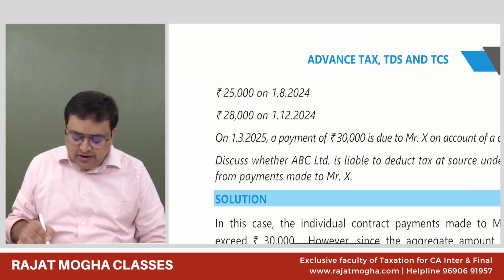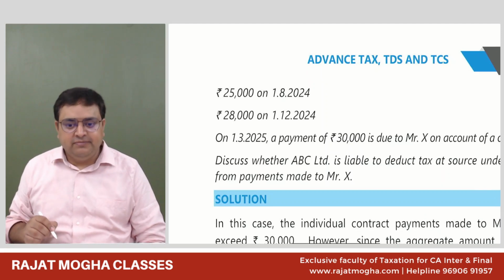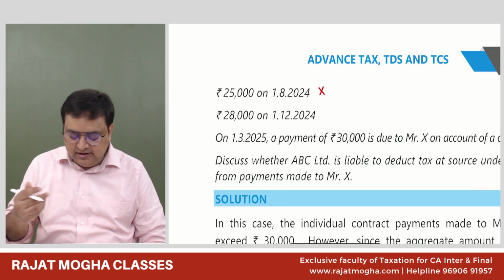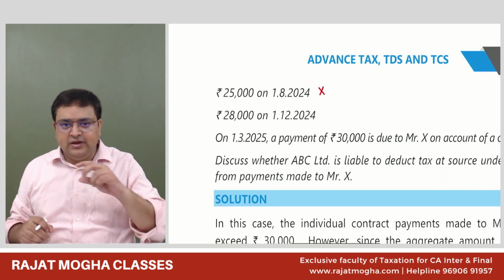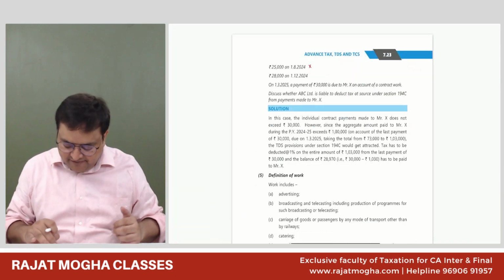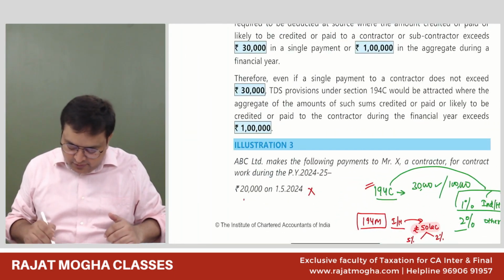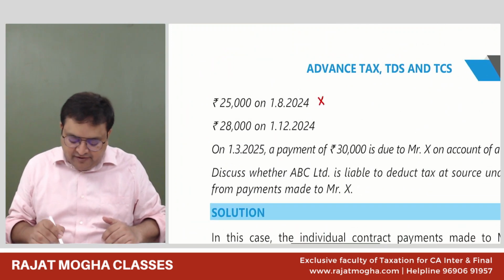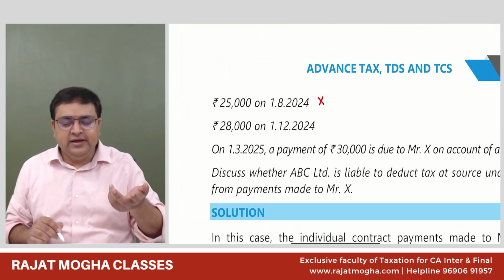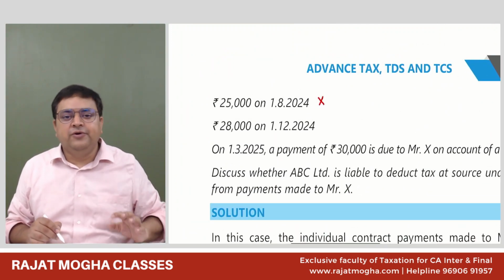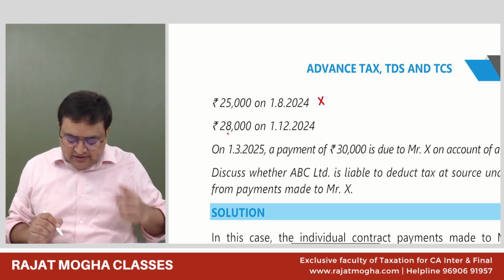On 1/8/2024, we are making a 25,000 rupees payment. Again, the aggregate is not going beyond 1 lakh, because last time we made how much? 20,000. Plus 25, here the aggregate is 45 only, and the single contract is not going beyond 30,000. Next one, 28,000.